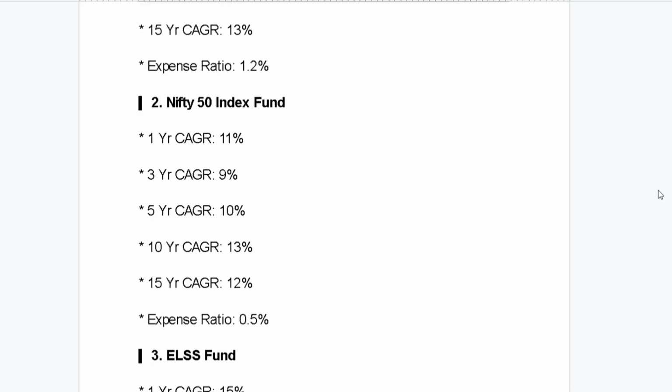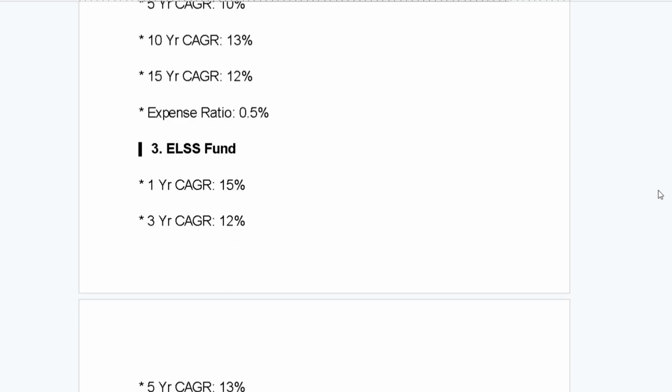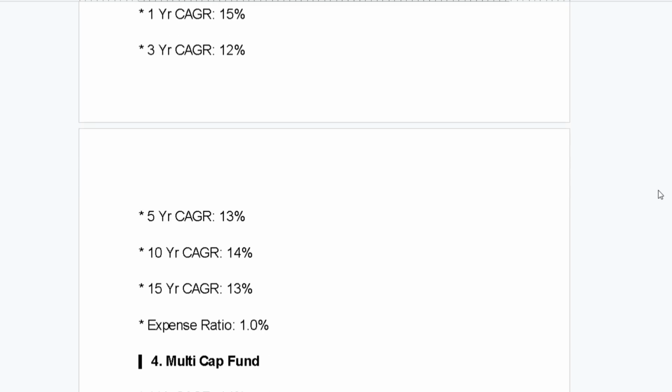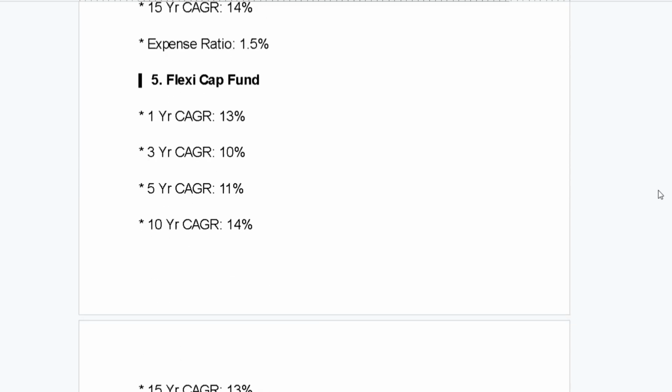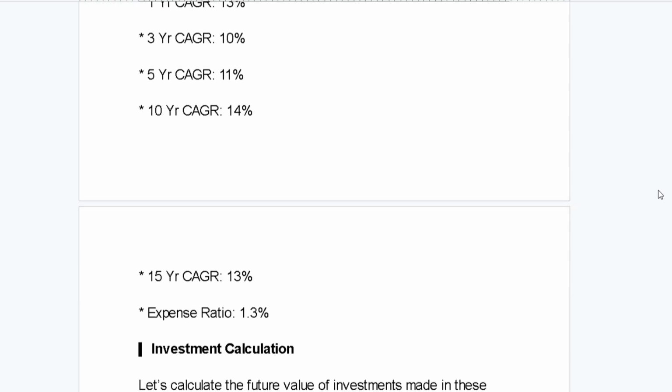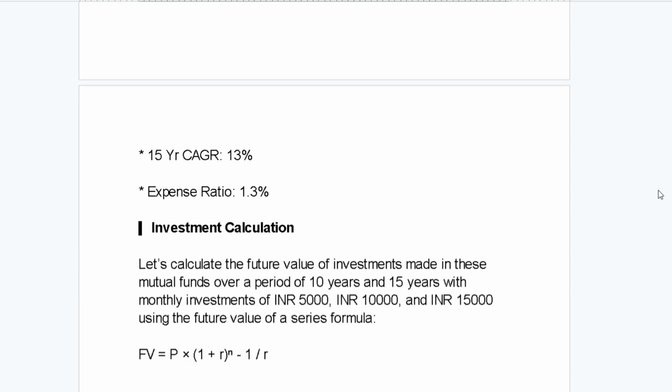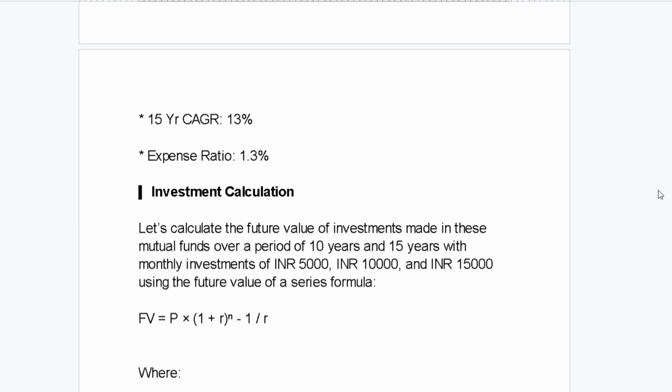For Nifty, the expense ratio is 0.5%. For ELSS, the expense ratio is 1%. Multi-cap, the expense ratio is 1.5%. And for flexi-cap fund, the expense ratio is 1.3%. So now we'll do the future value calculation. For this, for a period of 10 years and 15 years, and monthly investment, here we have to calculate on the basis of 5,000, 10,000, and 15,000 monthly investment.